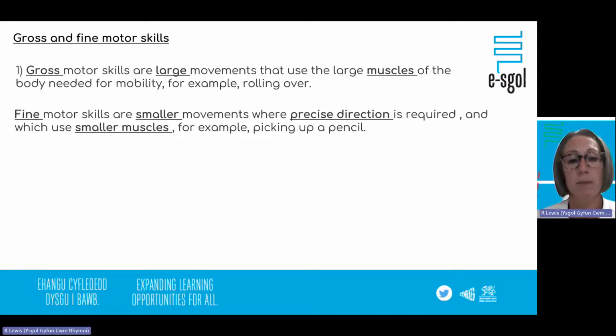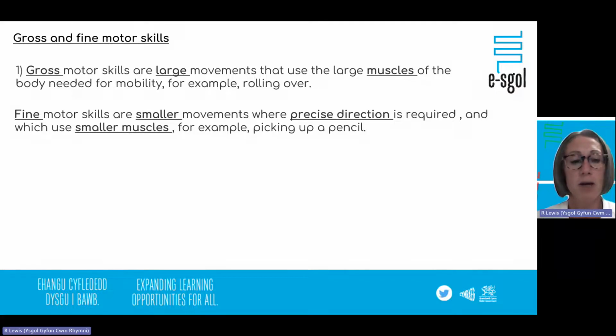Fine motor skills then are the smaller movements where precise direction is required, and this is often associated with the smaller muscles in your hands, in your wrist, in your fingers, and obviously picking up a pencil would be a good example of this. Other things could be doing a zip up on your jacket. Maybe you have buttons on your school shirt, shoelaces. Maybe I wanted to make some beads, so I have string beads, drawing, colouring in between lines, dot to dot, etc.